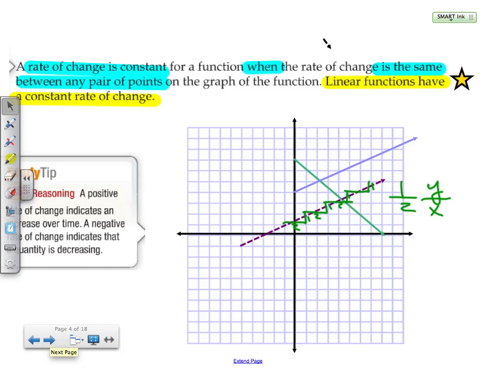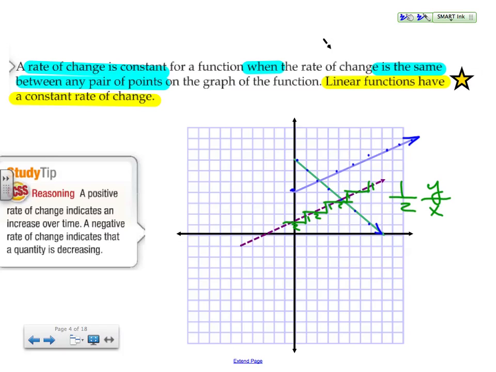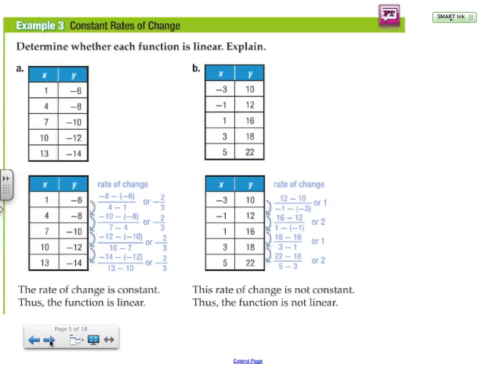A positive rate of change indicates an increase over time. So if you look at our purplish, bluish line, going to here, that indicates a positive rate of change, that over time we're making more and more money, all right? Then a negative rate of change, here we have a negative slope on the green line, and that indicates that we're losing money over time. We started with this much money and we're about to run out of money. Okay.